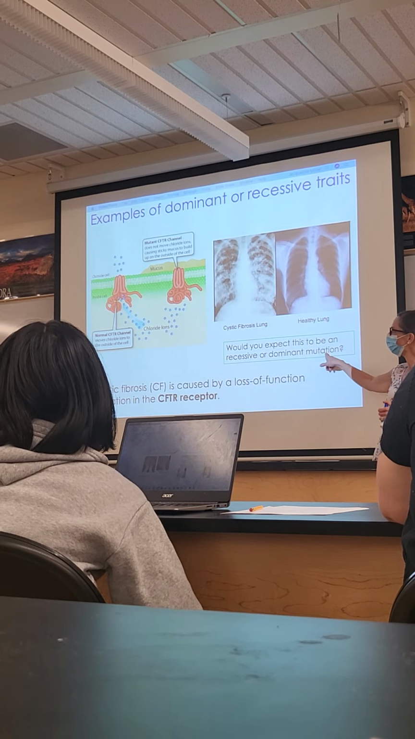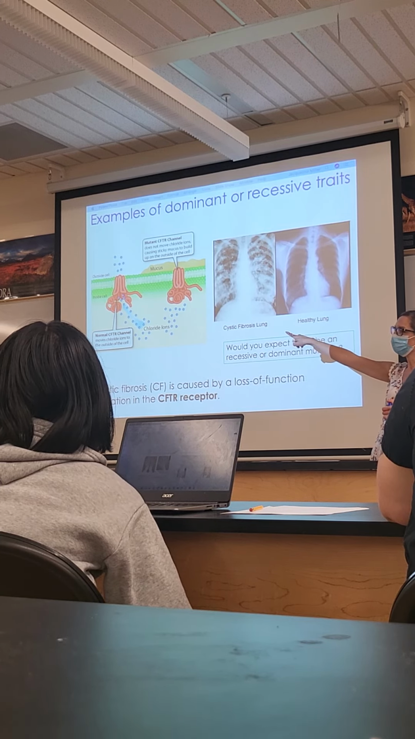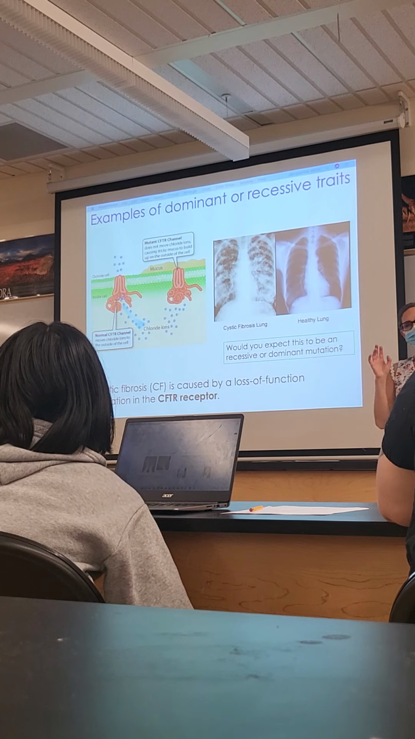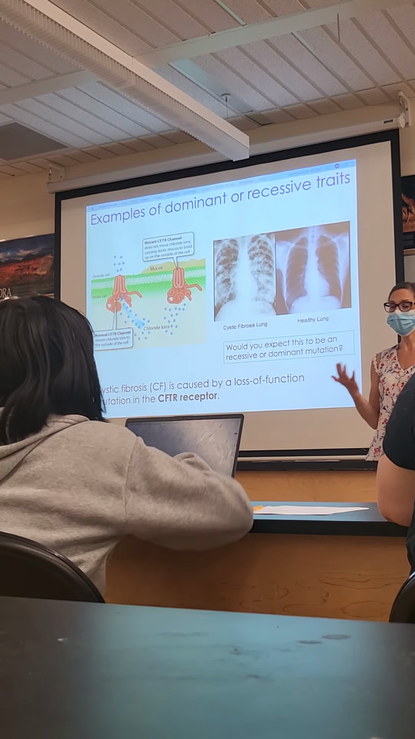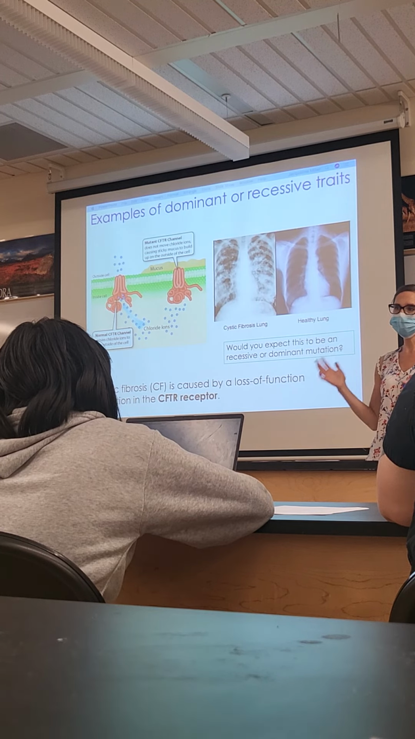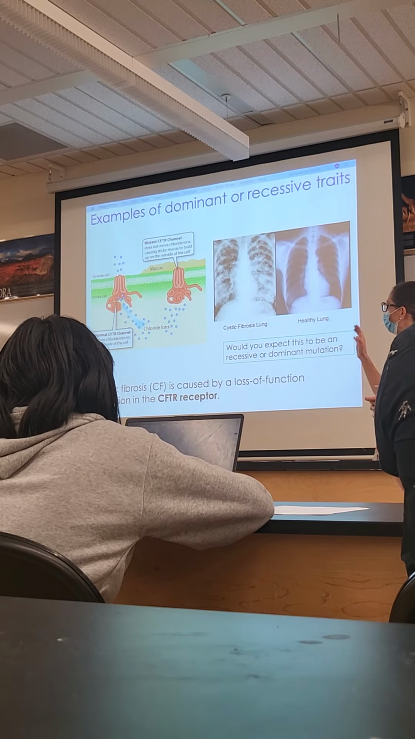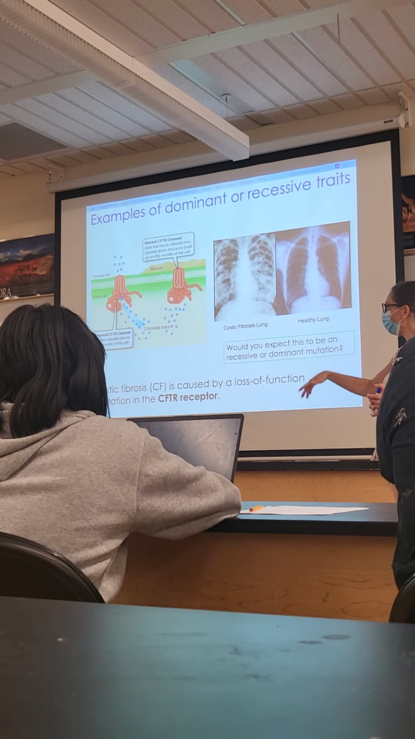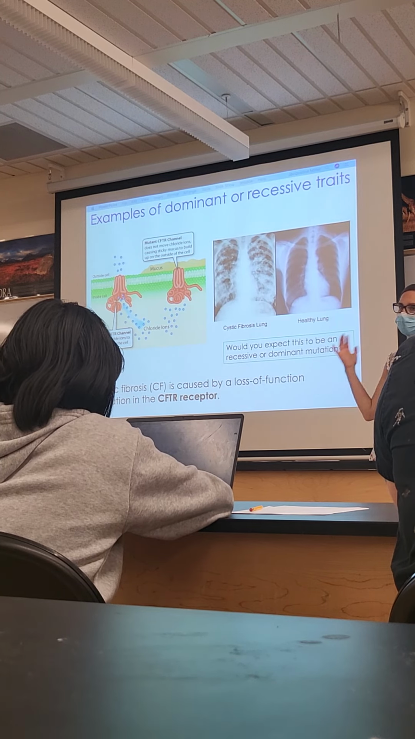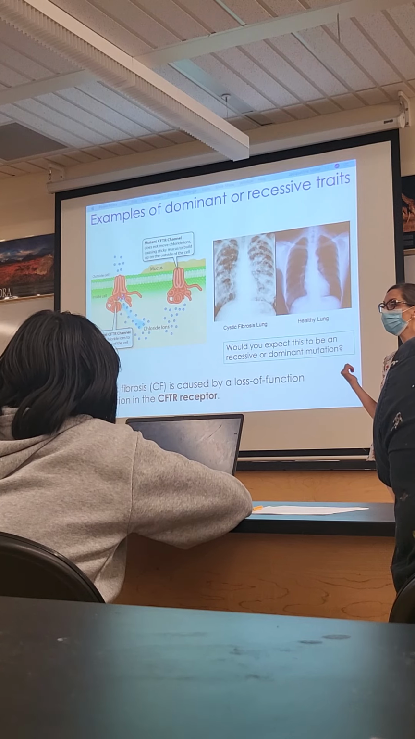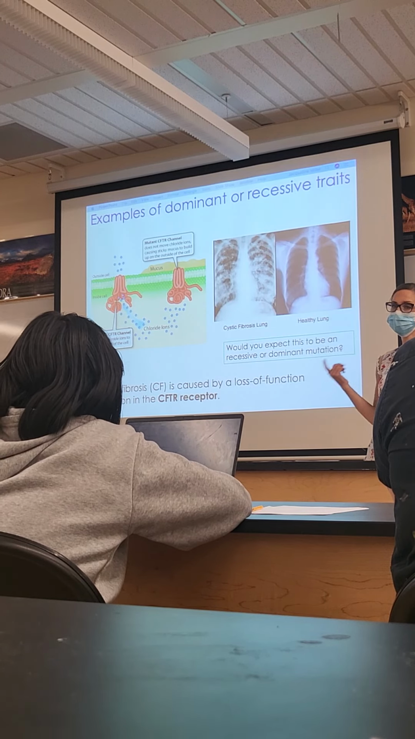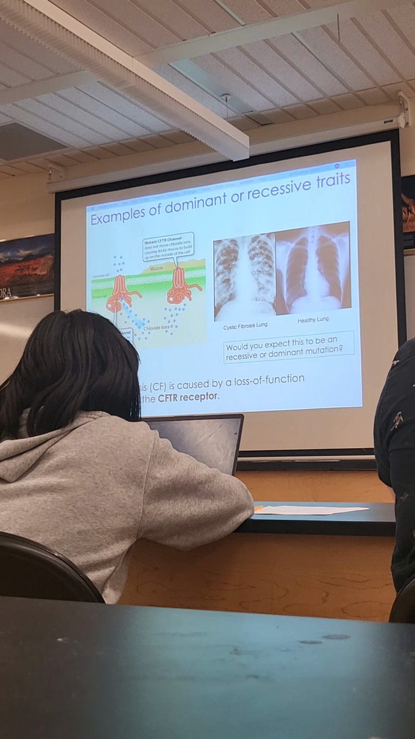Yes, so loss of function. If you had one copy of normal, or I shouldn't say normal, but functioning CFTR, that is enough to give you a wild type phenotype. So parents who have anybody in their family history with cystic fibrosis, this is one common one that people will test for. They'll do genetic testing because it is so bad.